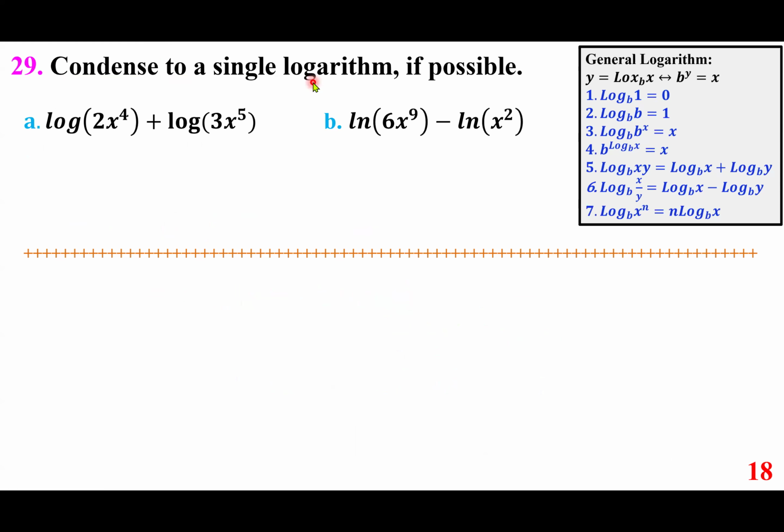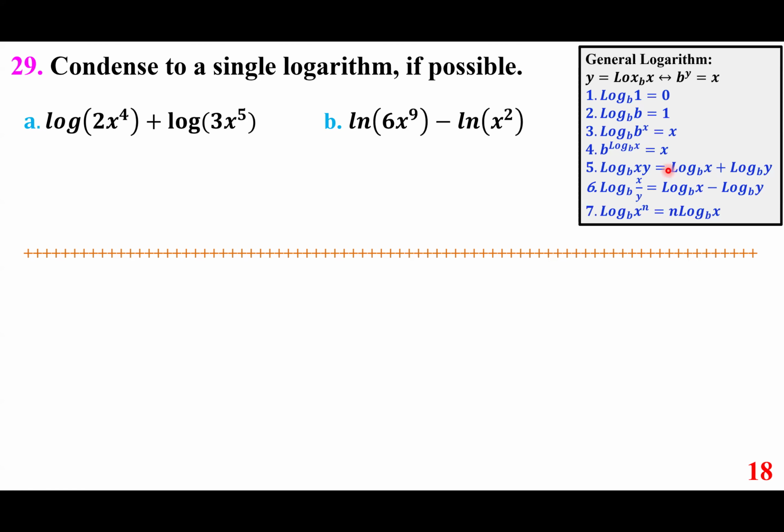Condense to a single log. In other words, take it back, put them together. And so as you look at these properties, we can go from left to right, we can go from right to left. So in this case, we are going to move number 5 from right to left.